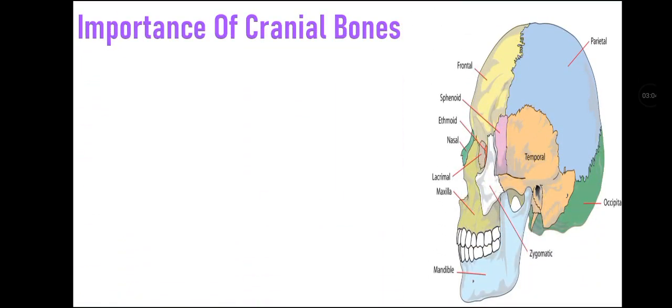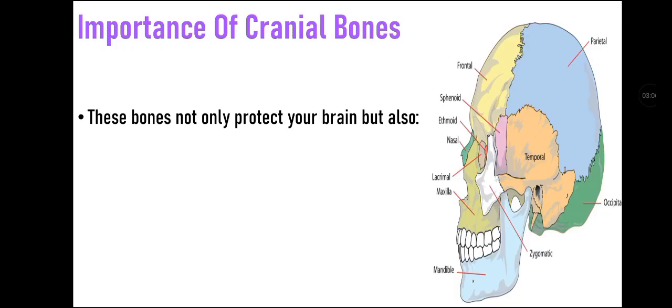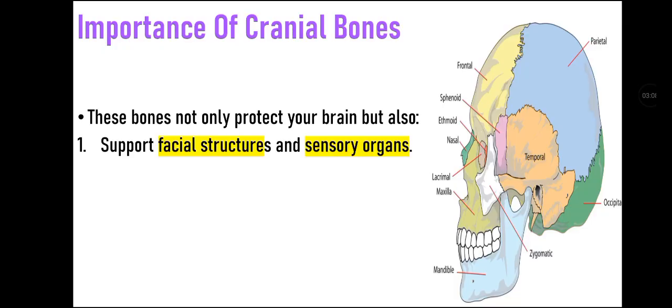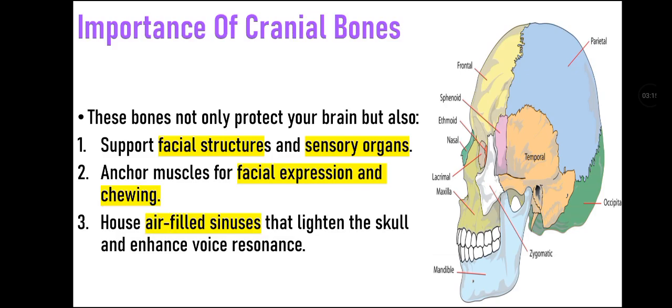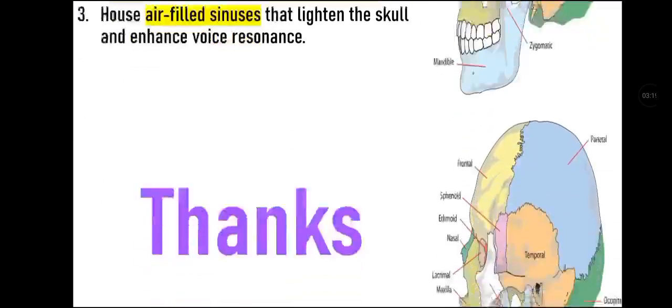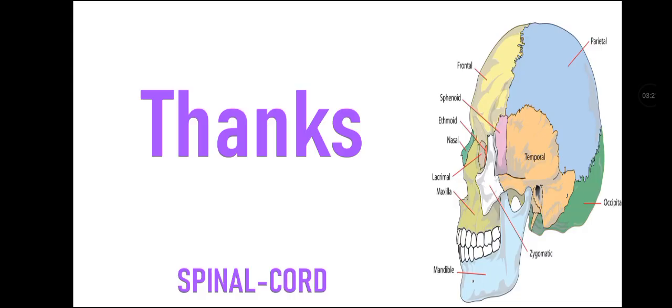Now let's talk about importance of cranial bone. These bones not only protect your brain but also support facial structures and sensory organs. They also anchor muscles for facial expression and chewing. They also house air-filled sinuses that lighten the skull and enhance voice resonance. And this was all about the bones of the cranium.